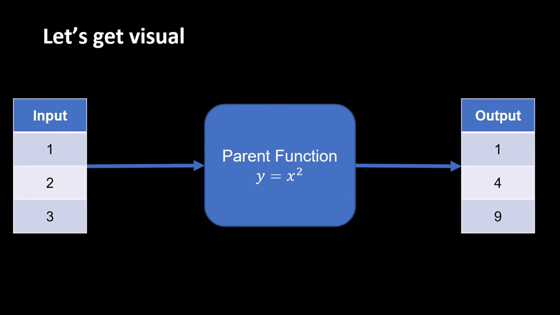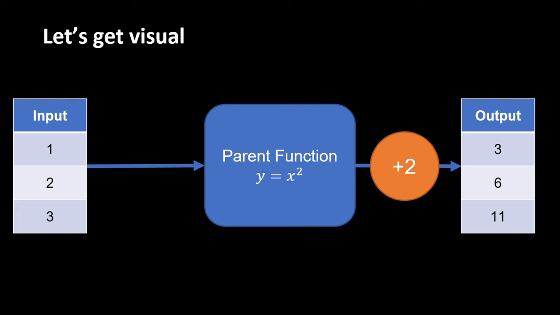First of all, a diagram of basically how a function works. The parent function is y equals x squared, and that takes an input, for example 1, squares it, and then spits out the output. If you input 1, you get out 1. Input of 2 gives you an output of 4. Input of 3 gives you an output of 9. There's nothing that we changed about this parent function, but we're going to do that now.